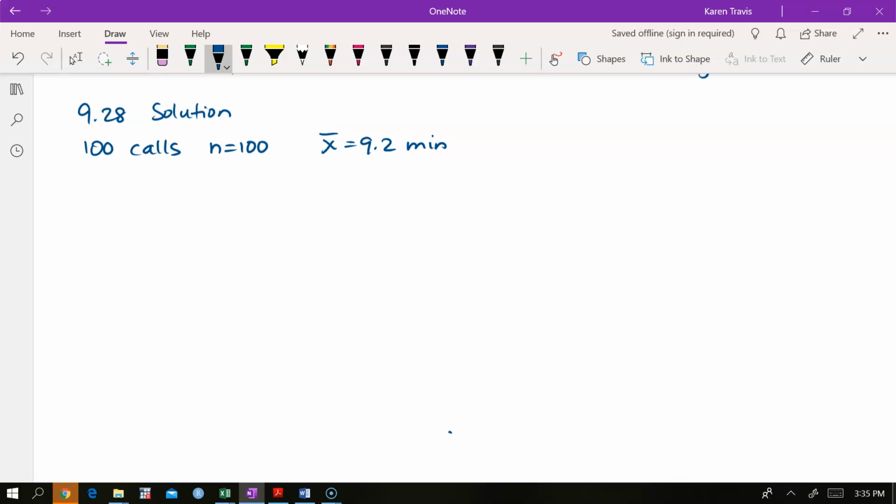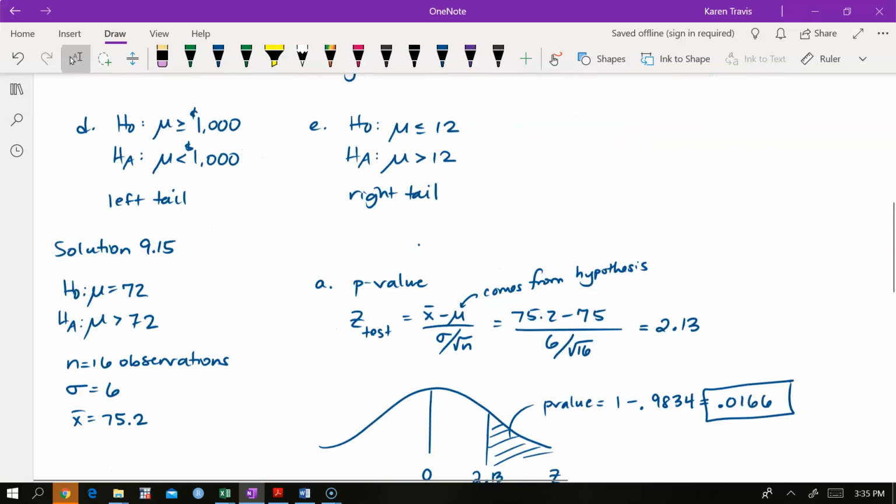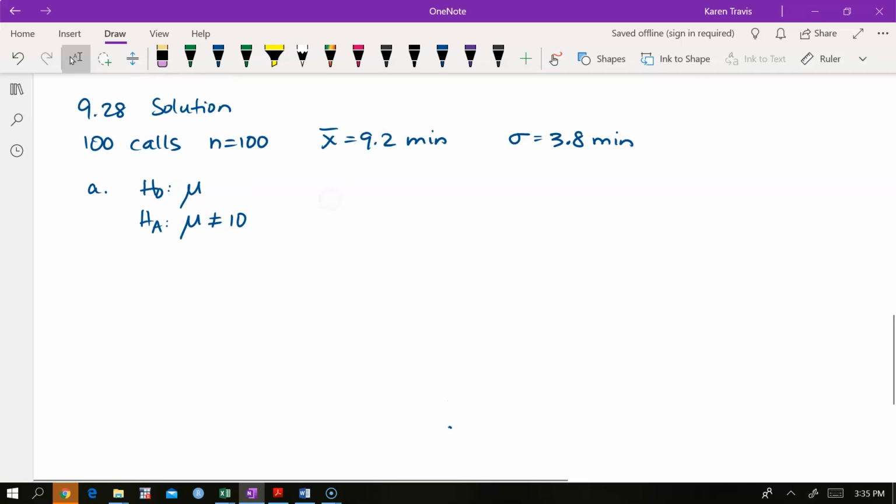The population standard deviation is known to be 3.8 minutes. So sigma is 3.8 minutes. So part A wants us to find the p-value for the test. So the p-value for the test that long distance calls made by residential customers of this company is different from 10 minutes. So if we're trying to determine if the mean is different from 10 minutes, we have not equals to 10 as the alternative hypothesis, sorry about that, and the null is equals to 10.